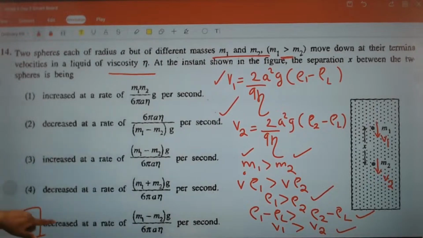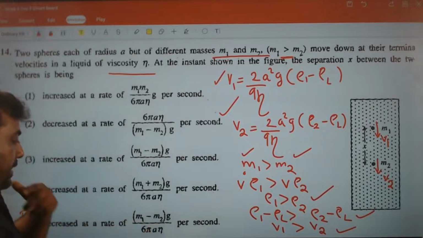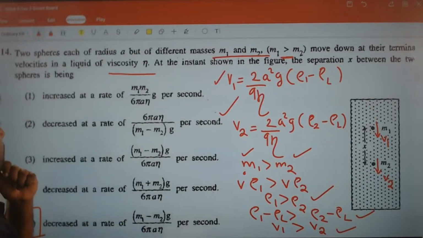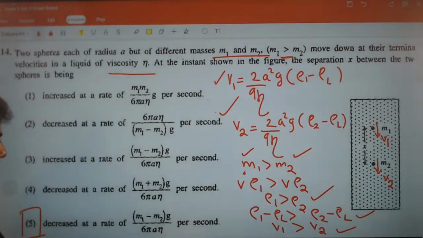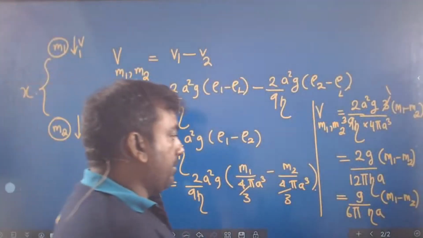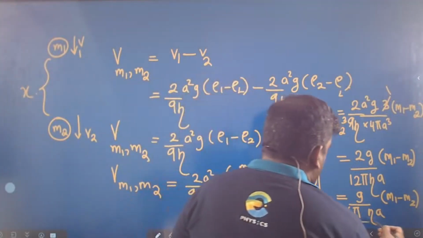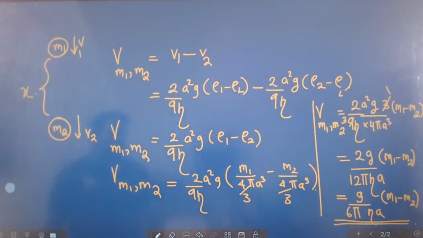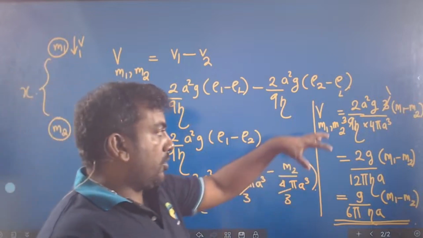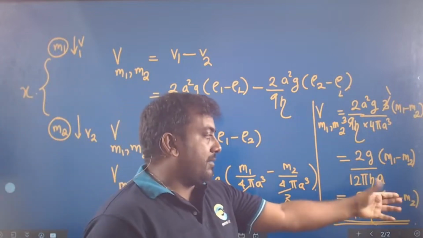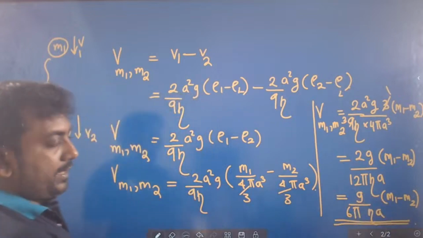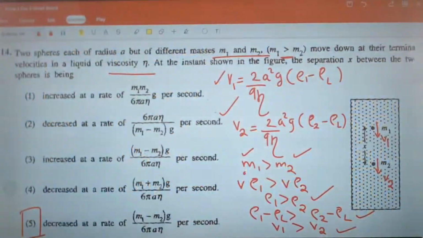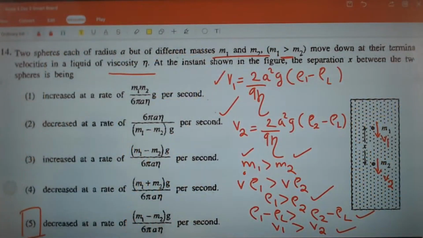But let's say somebody wants to get it in these terms, 6 pi eta, 6 pi eta, right? So go back to your work. M1 minus N2 g, 6 pi eta A, 6 pi eta A. So directly the answer comes. So the distance will decrease per second with this. Directly the answer is there. 6 pi eta B. Answer is answer 5.